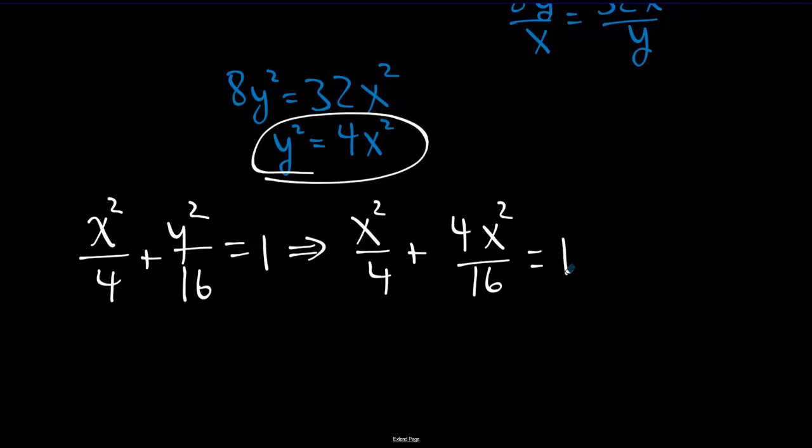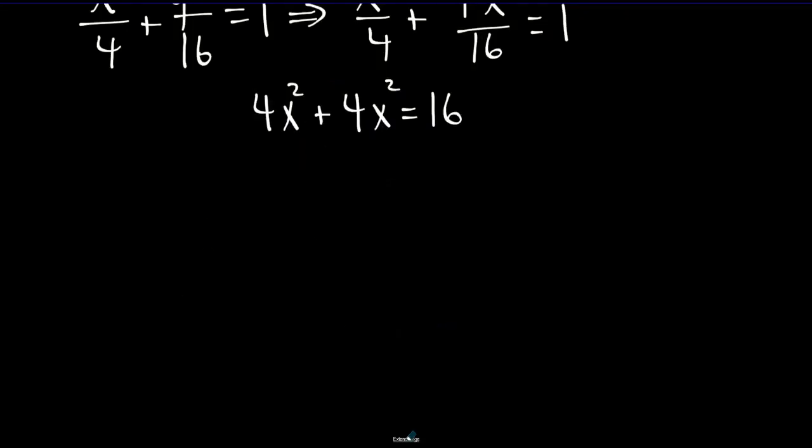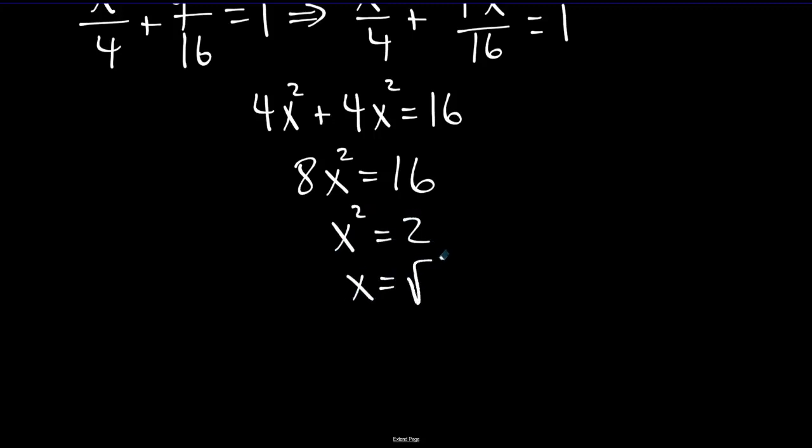Now, I think what I want to do is just multiply through by 16 to clear out the denominators. So I've got 4x squared plus 4x squared equals 16, just multiplying through by 16. And let's see what this gives us. This gives us 8x squared equals 16, or x squared equals 2. And so solving this, I'll get x equals the square root of 2.